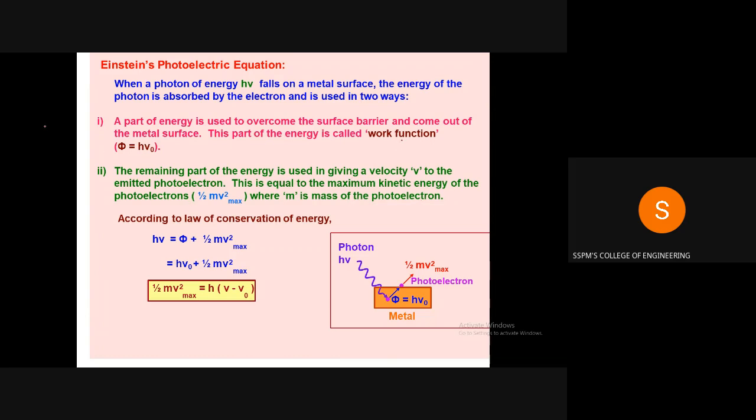So, in summary, we can say that if h nu is the energy of the incident photon, then part of it is used for the work function and the remaining amount of energy is used to have the motion of the electrons ejected due to the phenomenon of the photoelectric effect.